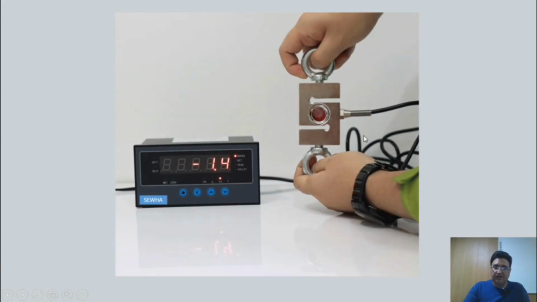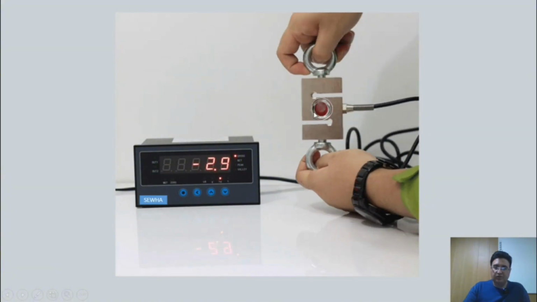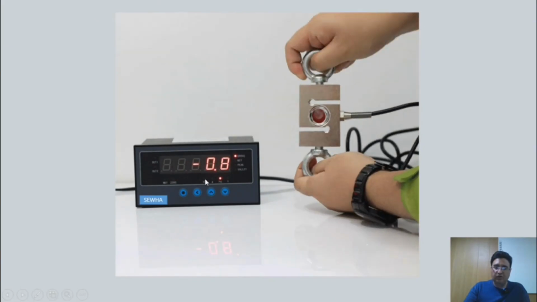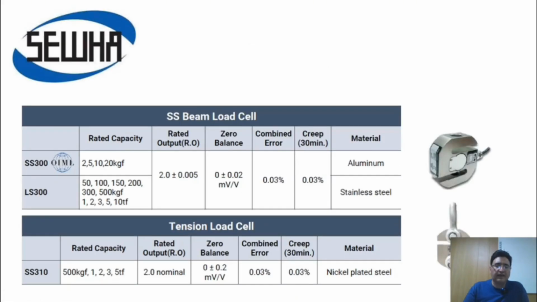Well, it functions just like an S-type load cell. It shows us the measurement when we apply force. By attaching to these hooks, we can see the weight value on the weight display. For installing SS300 load cells, we need hooks, and as you can see in the image, one hook is used above the load cell and another hook below the load cell. As you can clearly see, the precise angle between these two hooks should ideally be 90 degrees, which is critically important for maintaining optimal installation safety.